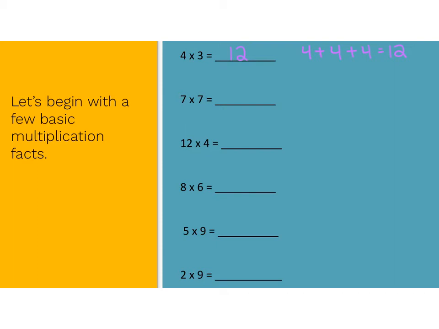Seven times 7 is 49. This is the same as adding 7 7 times. 7 plus 7 plus 7 plus 7, 3 more times, and that equals 49.